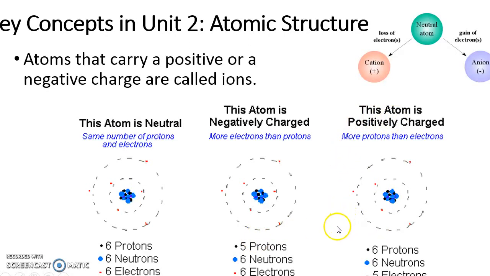This atom right here is positively charged. It has more protons than electrons. It has 6 protons and 5 electrons, and it would have an overall charge of +1. Just a reminder, if a neutral atom loses electrons, it becomes a cation and becomes positive. If a neutral atom gains electrons, it becomes an anion and becomes negative.